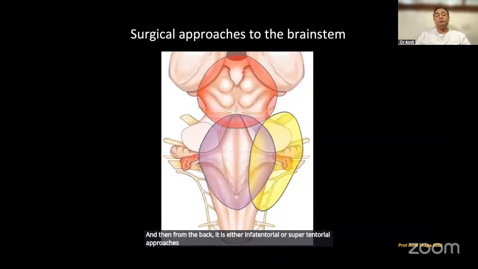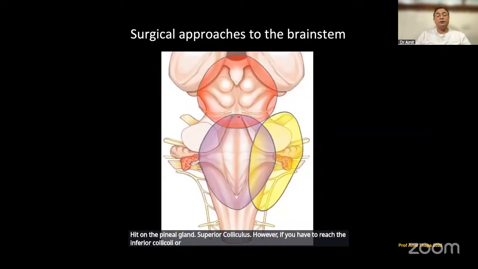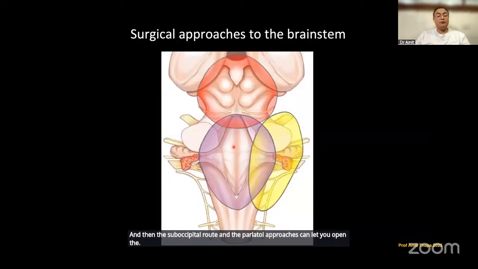Supratentorial approaches can hit the pineal gland and superior colliculus. However, if you have to reach the inferior colliculi or the trochlear nerve, then you have to go through the tent itself, because the mid part of the cerebellum cannot be pushed down. So you have to come from paramedian approaches. And then the suboccipital route and the far lateral approaches can let you open the fourth ventricular floor as well as the lateral recesses. There is a modification known as the telovelar approach, which can open up the whole floor of the fourth ventricle.